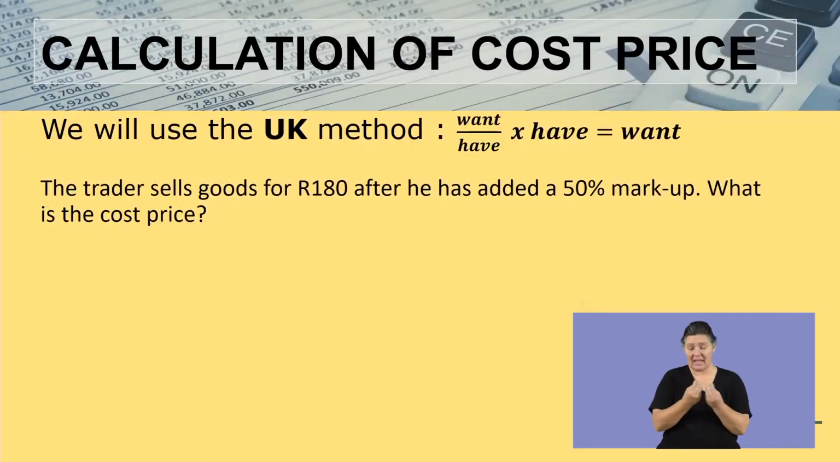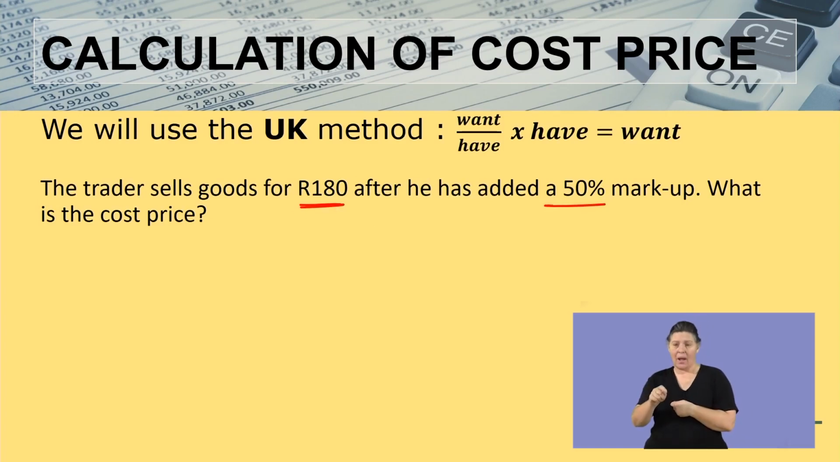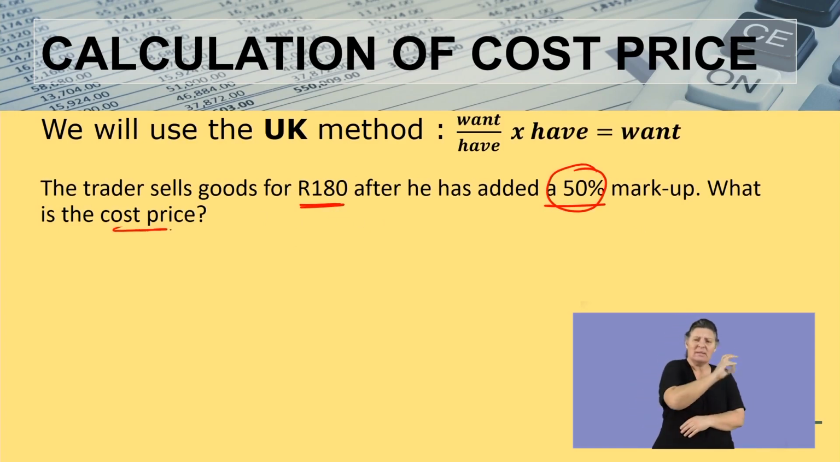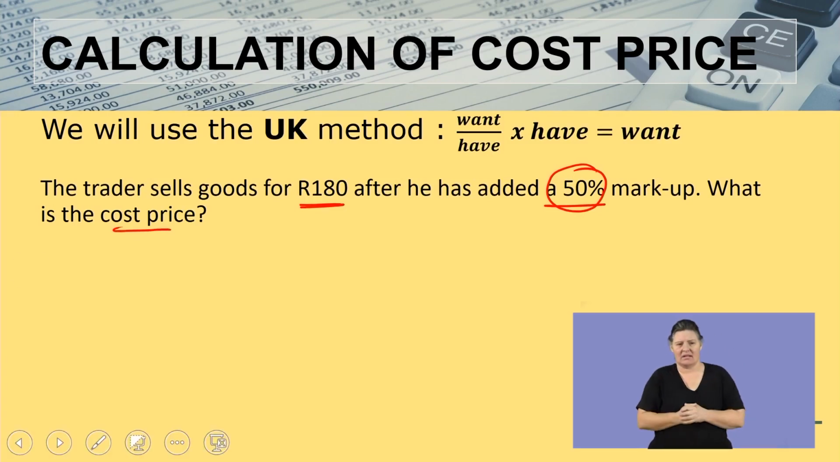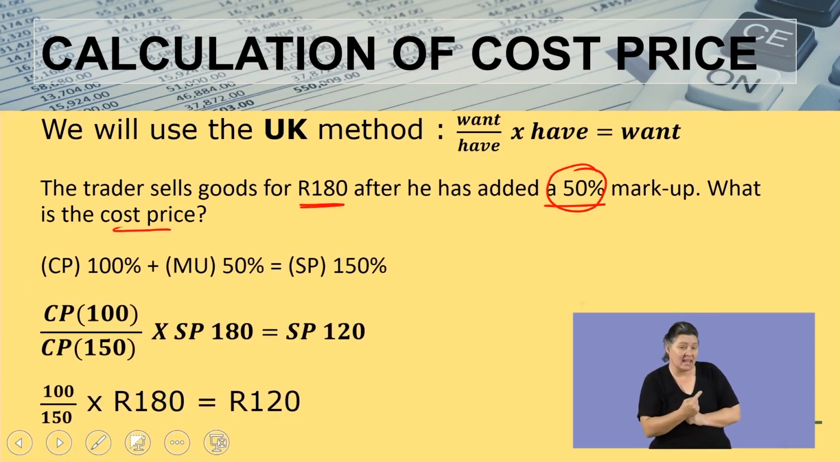The trader sells goods for 180, after he has added a 50% markup. What is the cost price? Okay, so the trader is selling his goods for 180. This is after he has added a 50% markup. What was the cost price? Okay, now this will be very, very simple.